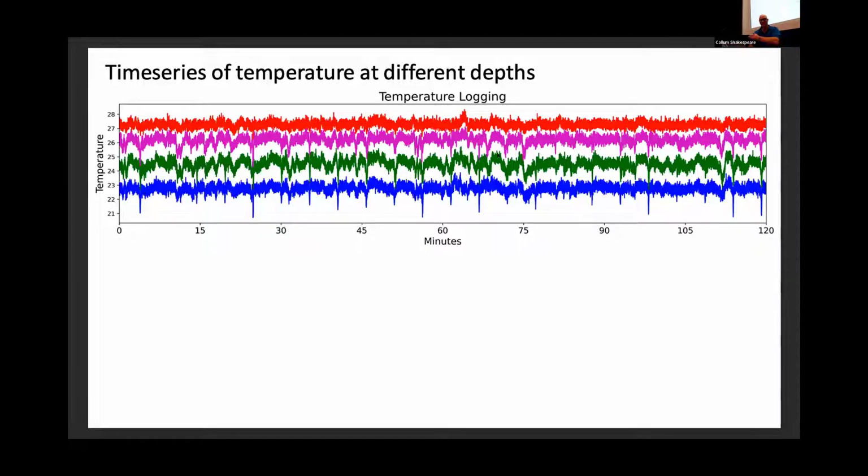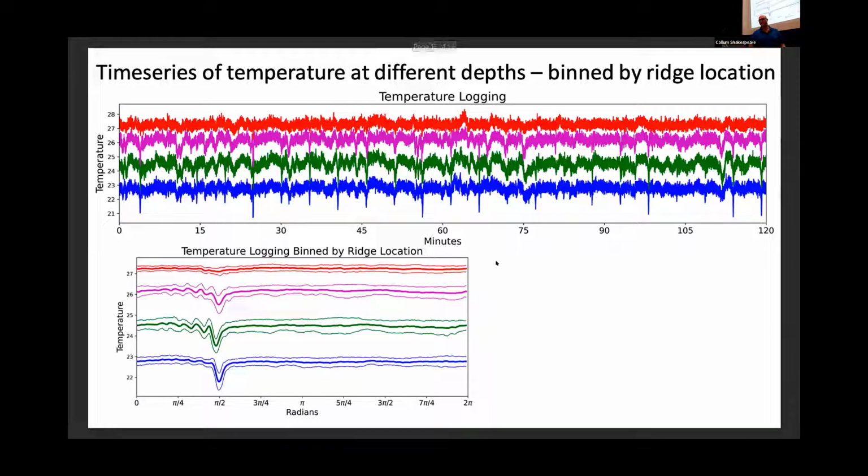There's a little bit of baroclinic features. This is just 2 hours of logging, but what I can do is, each big blip in here is the ridge passing underneath the thermistor array. So I'm going to take this time series and break it up into ridge-oriented space, where the ridge is, and that's what I've got here. So I'll bin these temperatures by the location of the ridge.